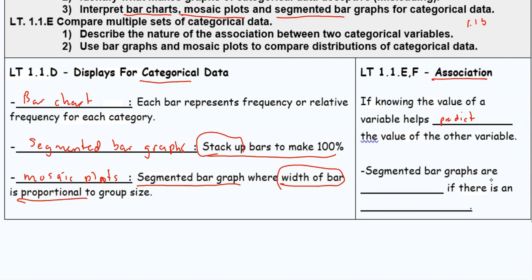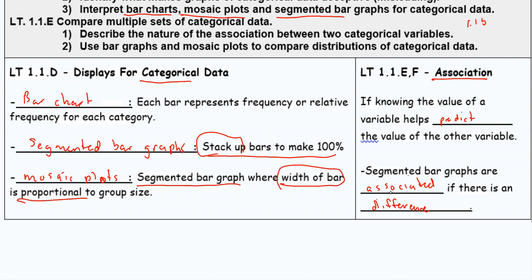And then how do you know you have an association? Well, segmented bar graphs are associated, or they have some sort of relationship, if there is a difference in the graphs. So if you notice that there's a difference in the graphs, or they're not the same, then you know there's going to be some sort of association. Are associated if there is a difference.